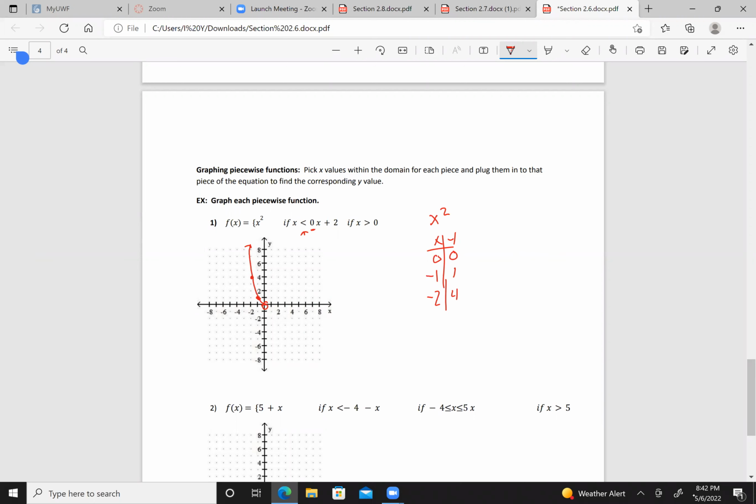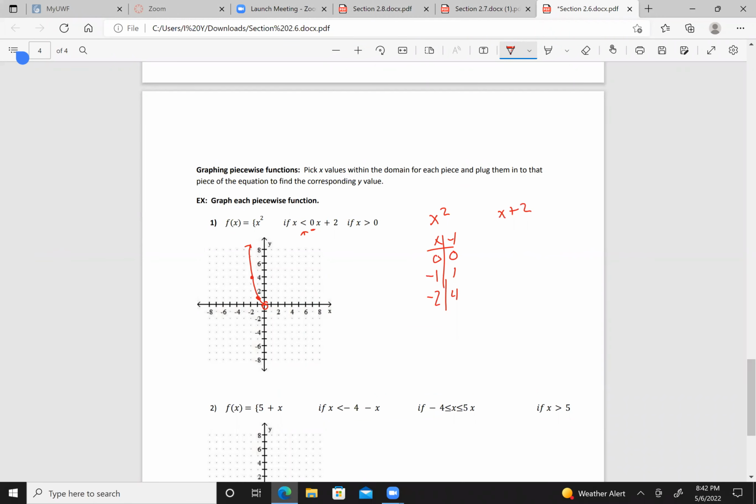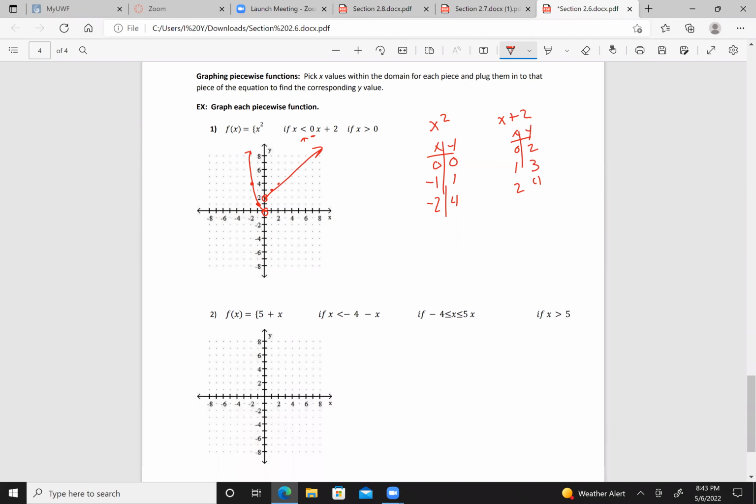Now my next one is x plus 2. And again, x is greater than 0. So I'll figure out 0. That gives me 2. So when x is 0, y is 2, but it's not included. So it's an open circle. So now we need to know greater than 0. So I do 1 and I get 3. And I go 2 and I get 4. So that's that part. That's our piecewise equation, our piecewise function.